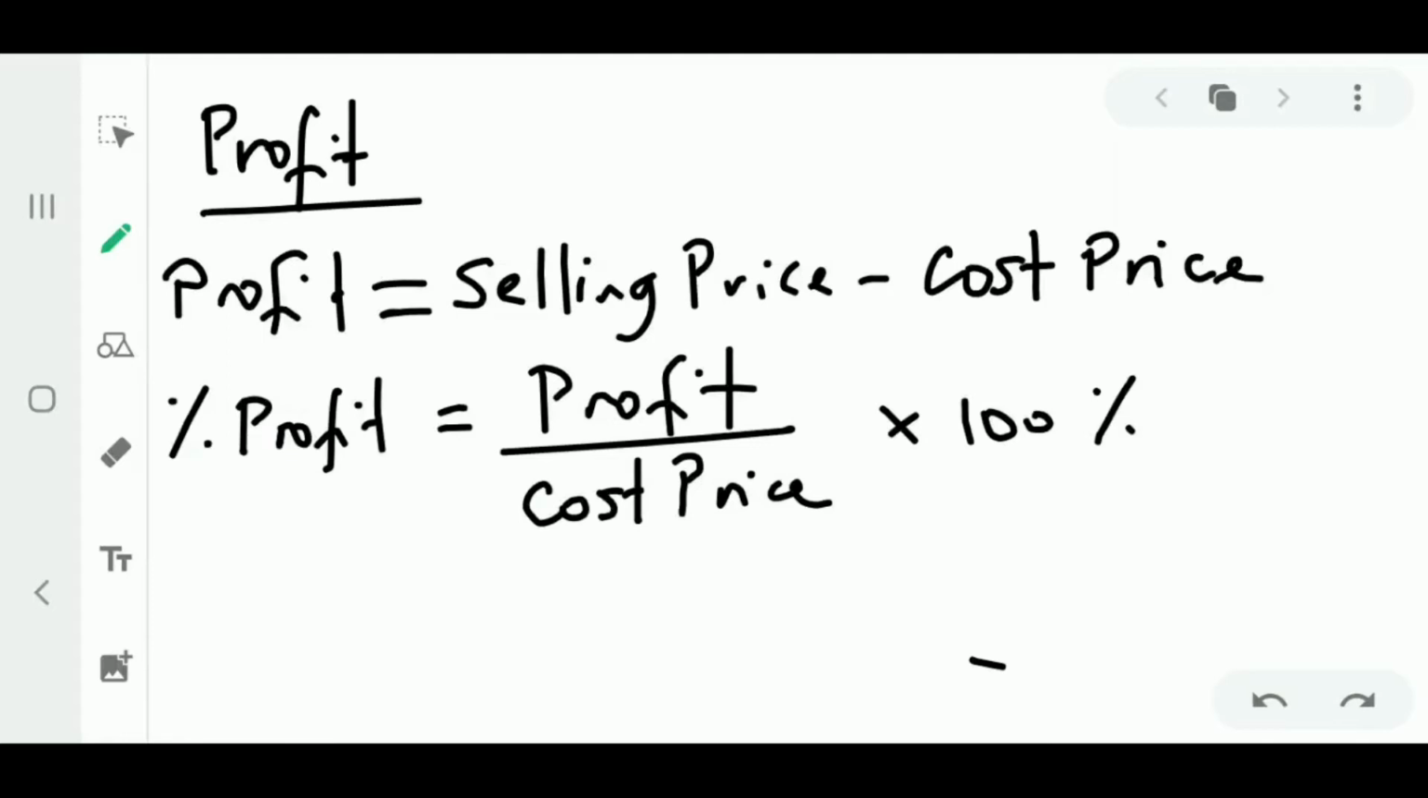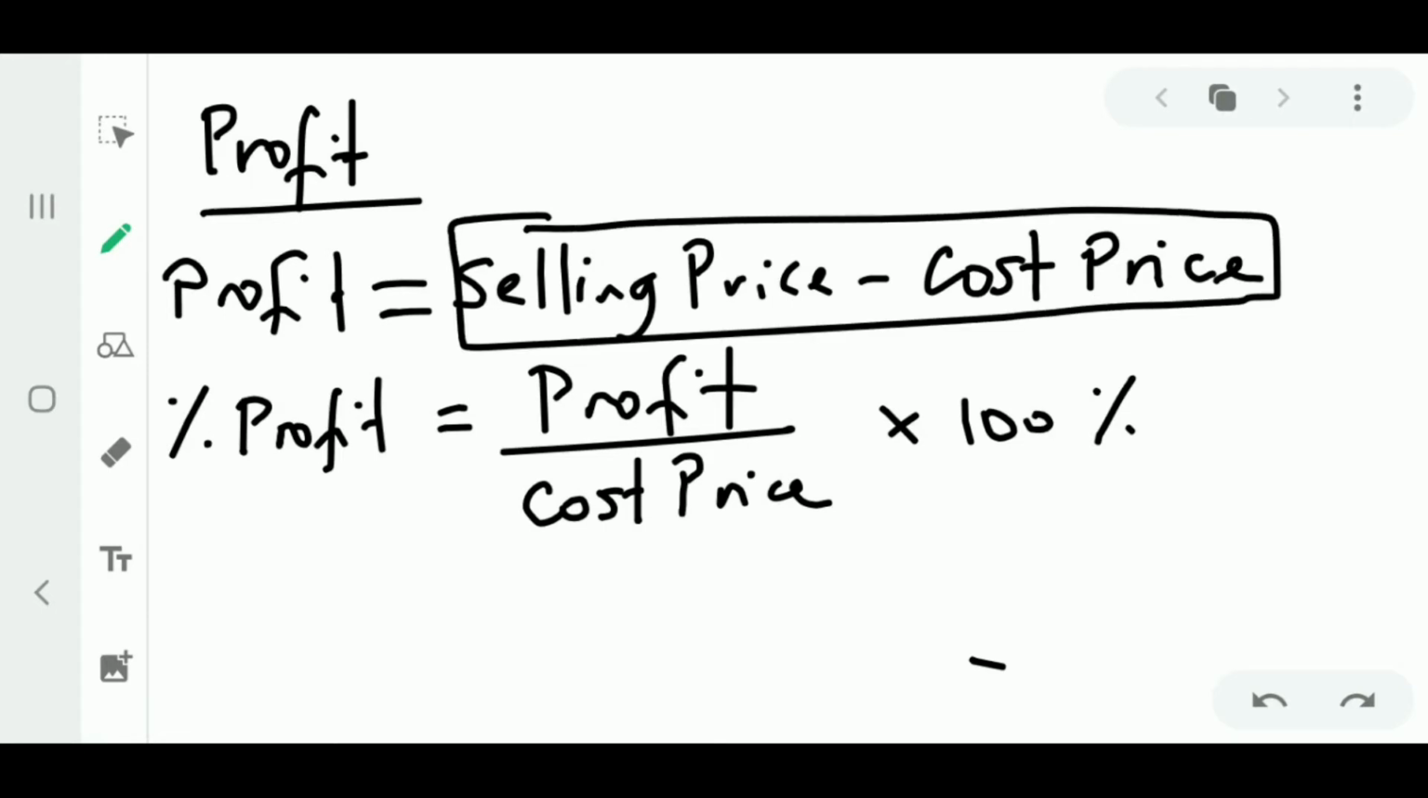So now we're going to do profit. So a while ago we did loss. Loss was cost price minus selling price. So profit is the opposite of that. So now we have the selling price minus the cost price. So if you sold something for more than you bought it for, that means you made a profit on your investment. And the percentage profit is the profit that you found here over the cost price times 100%.